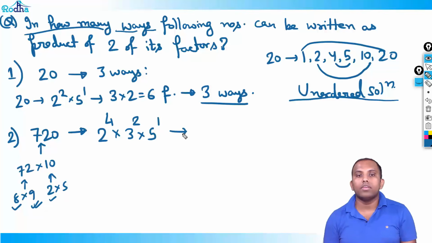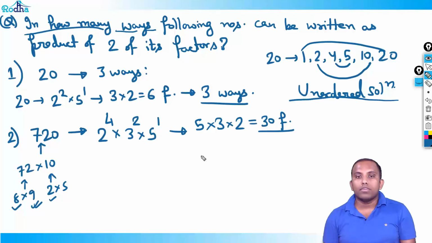So how many factors here? 4 plus 1, that is 5, into 2 plus 1, 3, into 1 plus 1, 2, right? Total 30 factors. So if there are 30 factors, how many ways? It should be 15 ways, right? 15 ways, that is half the number of factors.